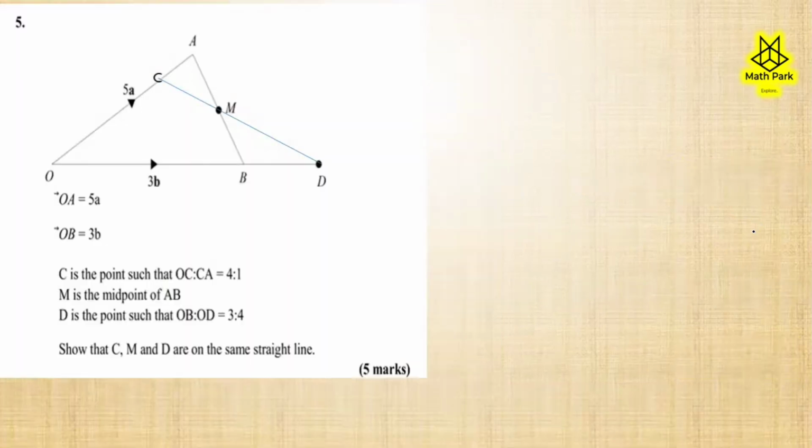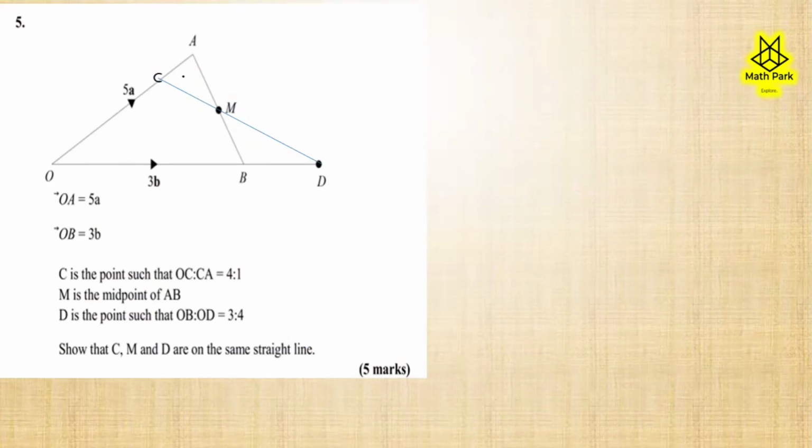Let's take one more question. Question number 5 and question number 6 is going to be for you. So please again, we have to show that C, M, D are on the same straight line. So as I told you, they should be multiples of some same expression or same number, you can say.